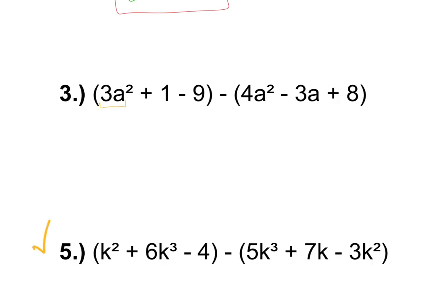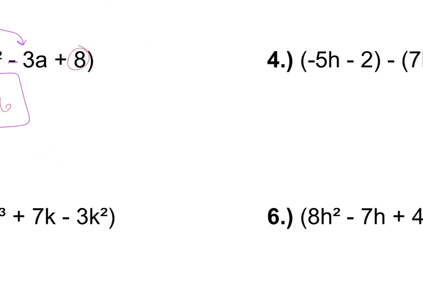It's 3a squared minus 4a squared. So that's just 3 minus 4. That's negative a squared. Okay, and then plus 1. Well, here, inside of these parentheses, we can go ahead and simplify this. Positive 1 minus 9 is negative 8. And then negative 8 minus 8, that's negative 16. And then now we just do this last one. It's minus negative 3, that's plus 3a. We're done with that one.